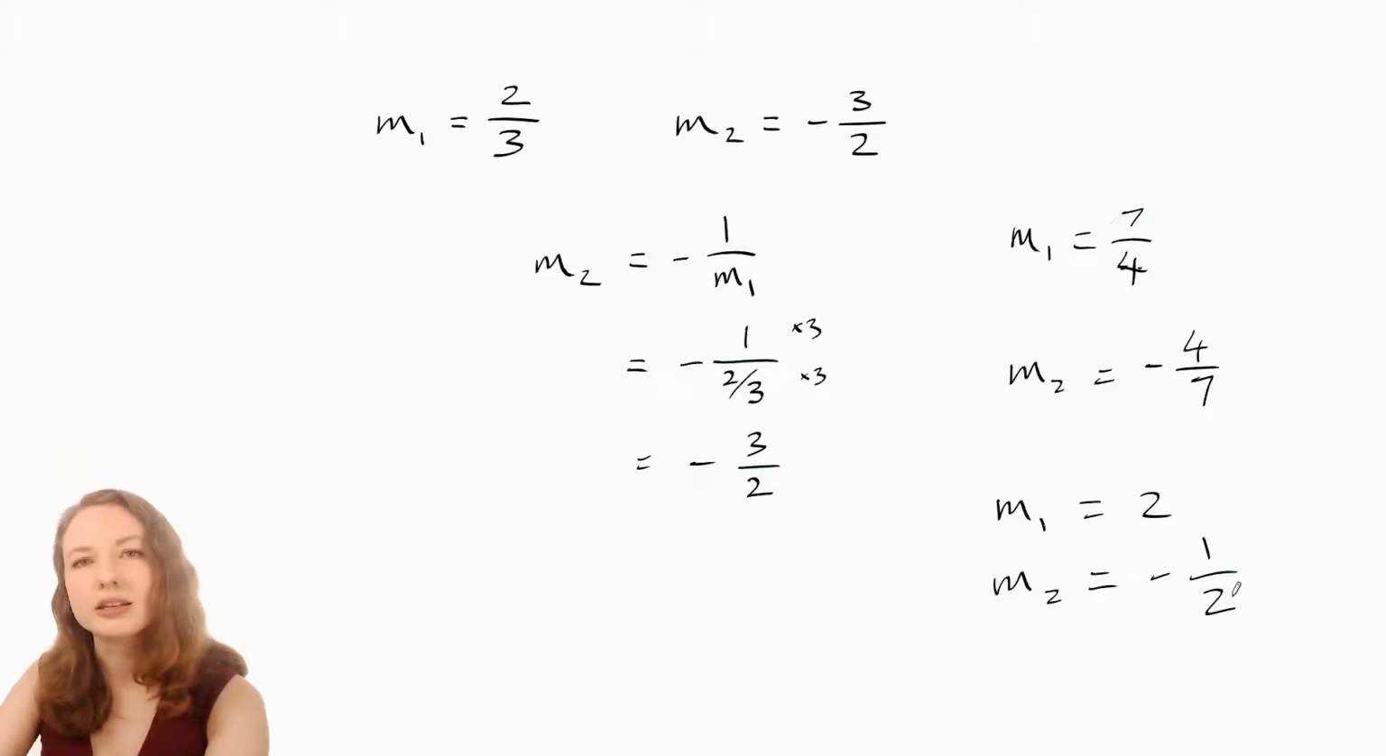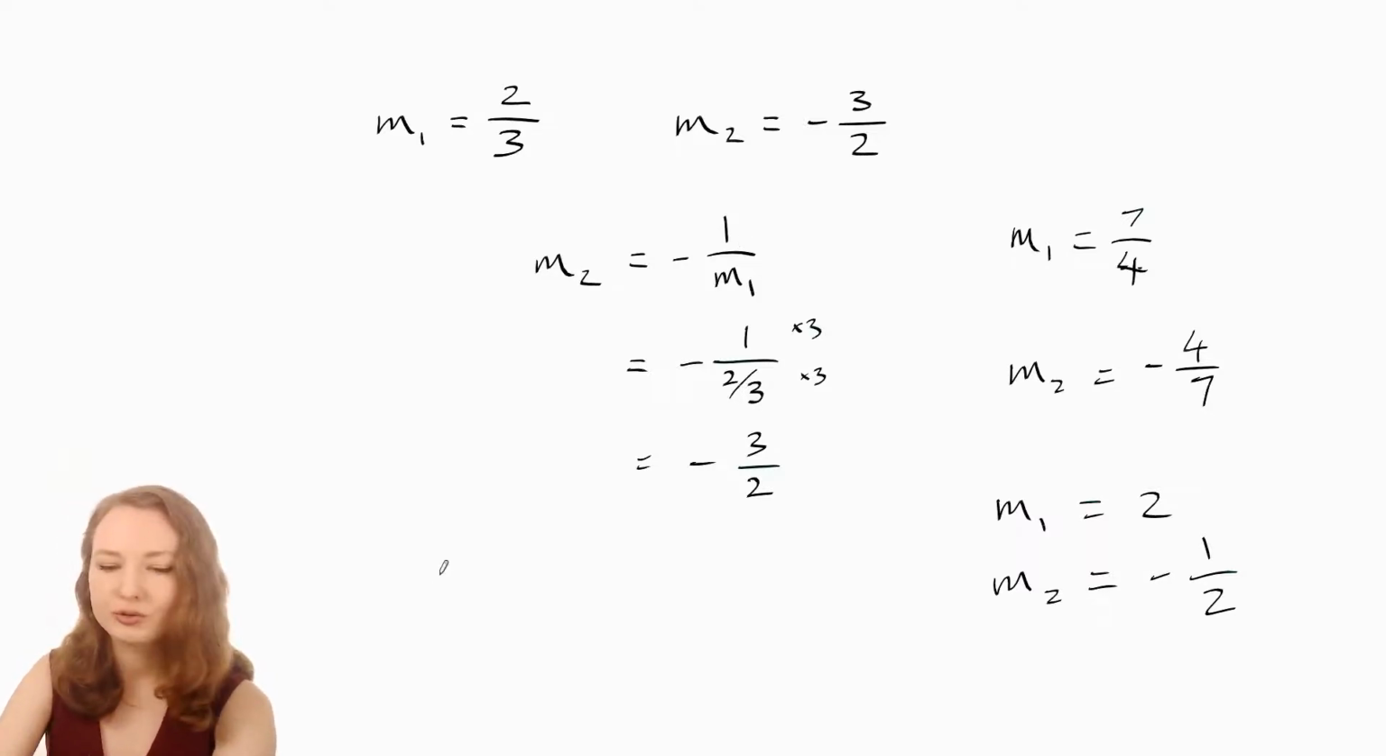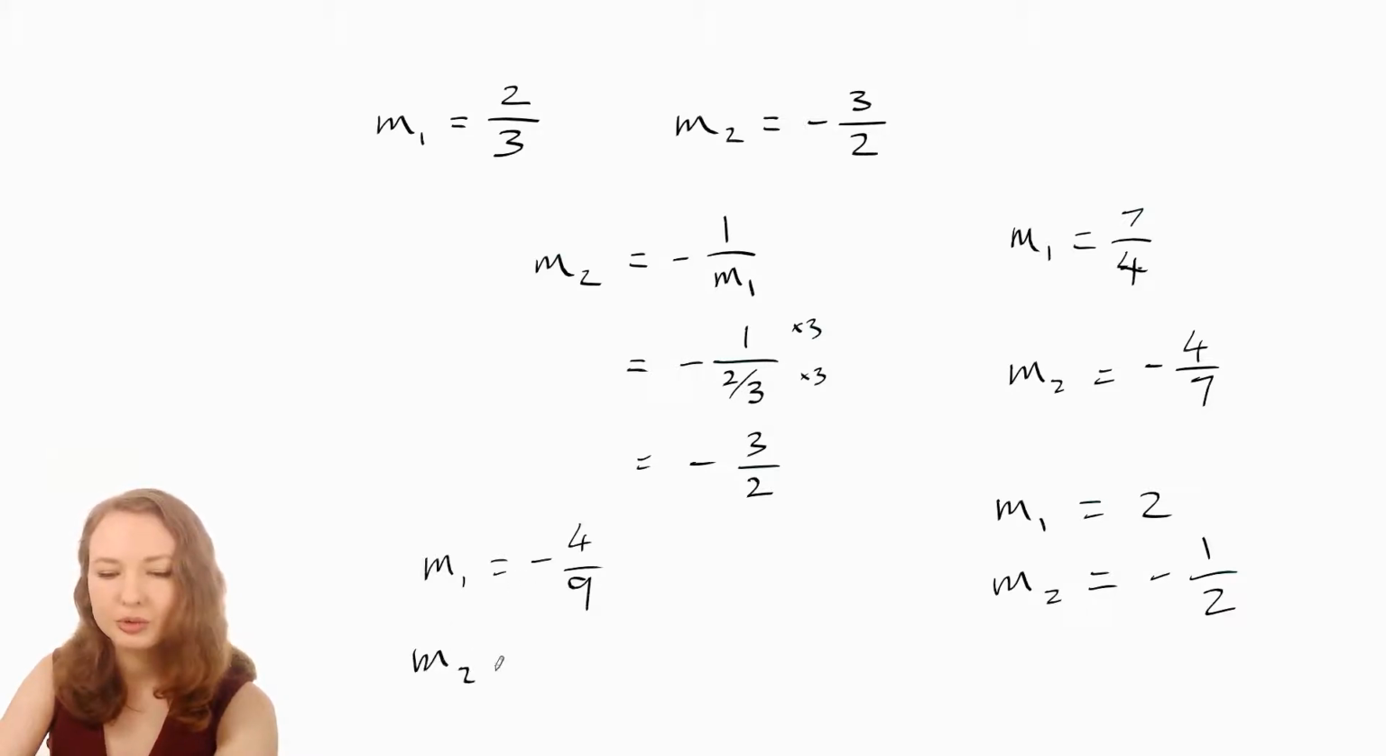And if m1 is negative, then what's going to happen is that the negative here will cancel with the negative in m1, and you're going to get a positive slope. So if you've got something like m1 equals -4 over 9, then m2 will be positive 9 over 4, because that negative is going to cancel with that negative.